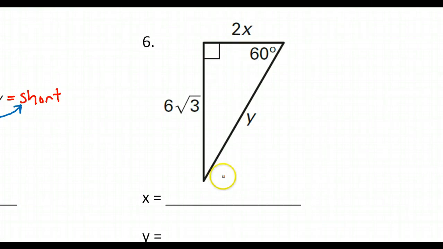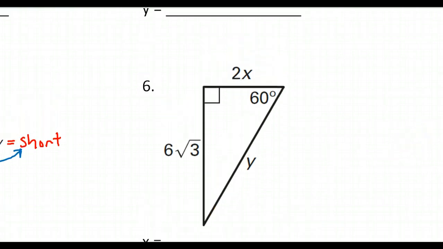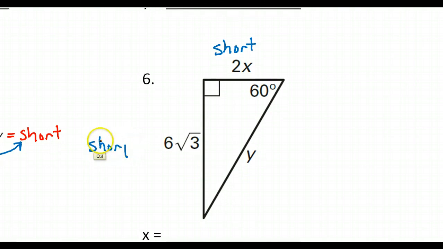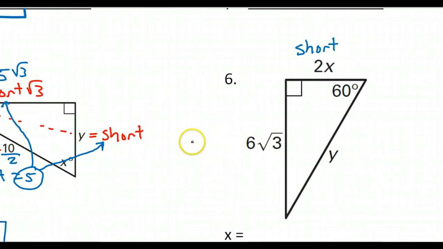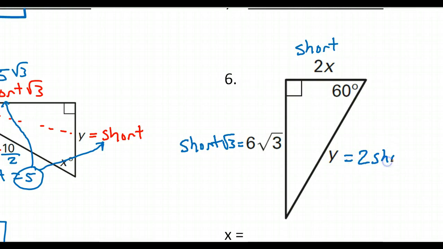All right, this is interesting. Let's see what we've got. So this is clearly the short leg, so I'm just going to put short down right here. This is the long leg, so we can call this short radical 3. Let's try that again. Short radical 3 should equal this, and this should equal 2 short.